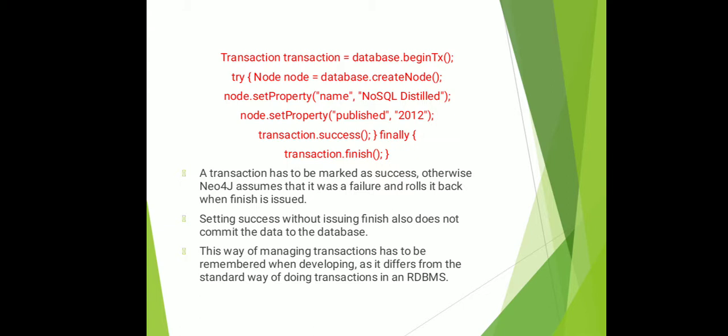First we have to begin the transaction, create the node, set up the property, then we have to give the success to mean that the transaction is over, and finally we have to set finish to get out from that loop. Otherwise it will repeat the steps, assuming that the transaction does not lead to success. And this is how it ensures the transaction, and this is not the standard way which is followed in RDBMS. It is totally different from RDBMS.